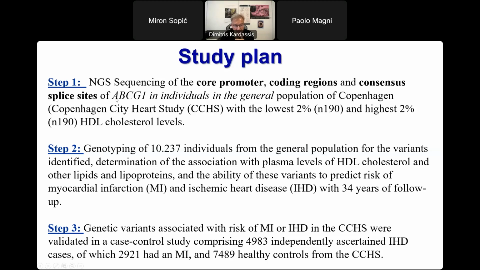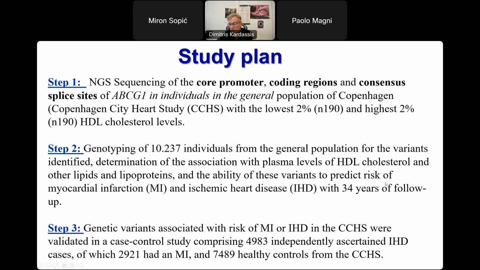That was the first step. The second step was the genotyping of 10,000 individuals from the general population, not the Copenhagen City Heart Study, the general population of Copenhagen, for the variants identified, to see whether these variants can actually predict whether one person will have ischemic heart disease based on these polymorphisms, and determine the association with plasma levels of HDL cholesterol and other lipids and lipoproteins, and the ability of these variants to predict risk of myocardial infarction and ischemic heart disease with 34 years of follow-up.